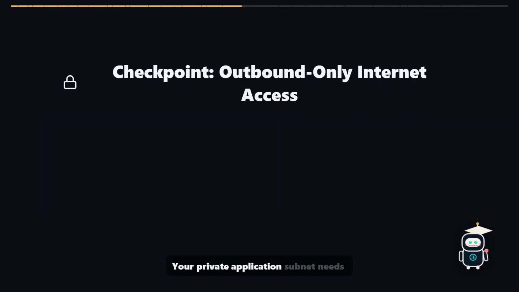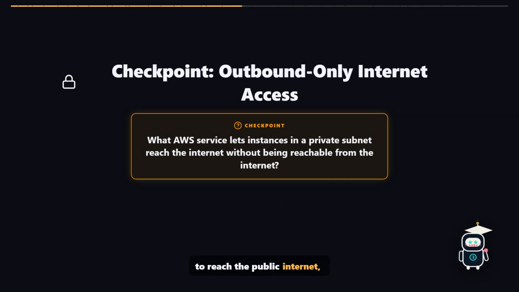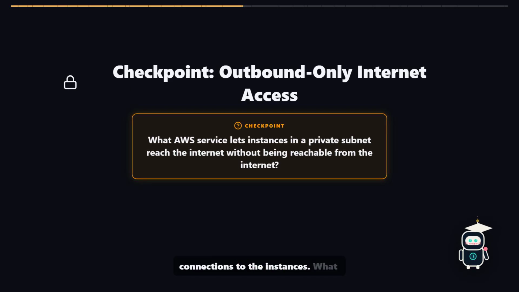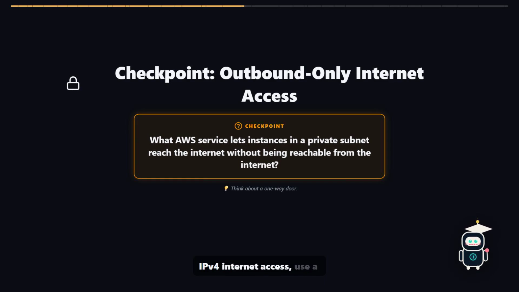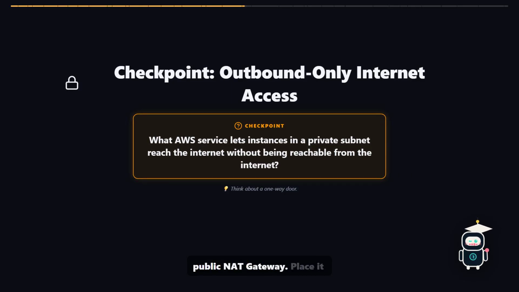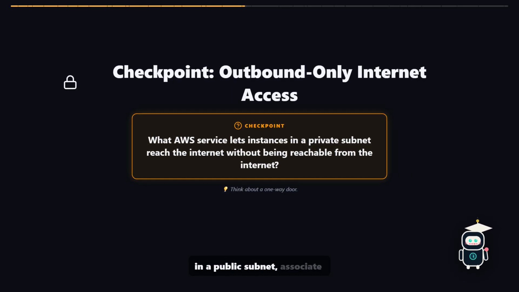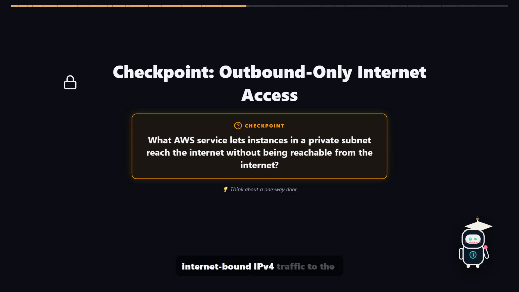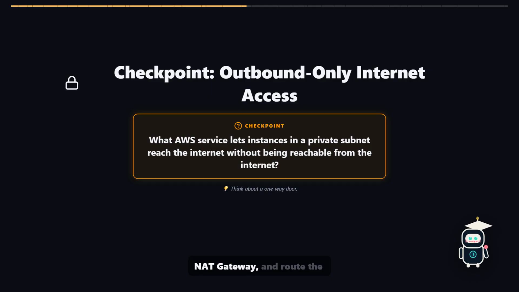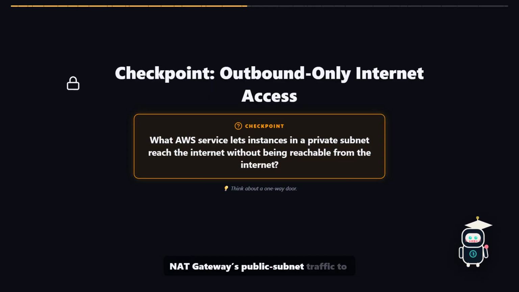Your private application subnet needs to reach the public internet, but you do not want the internet to initiate new connections to the instances. What service do you use? For IPv4 internet access, use a public NAT gateway. Place it in a public subnet, associate an elastic IP address with it, route the private subnet's internet-bound IPv4 traffic to the NAT gateway, and route the NAT gateway's public subnet traffic to the Internet Gateway.